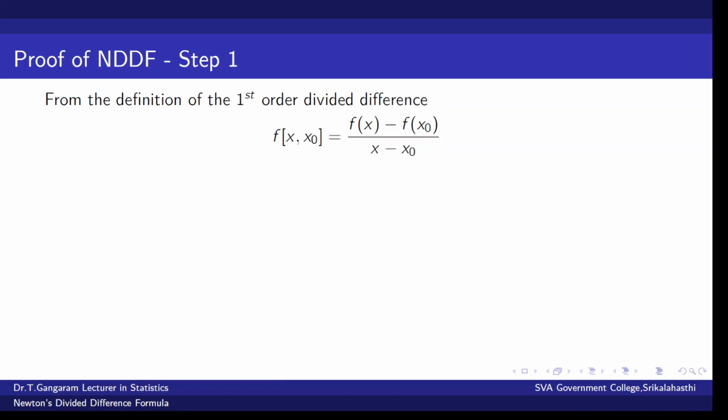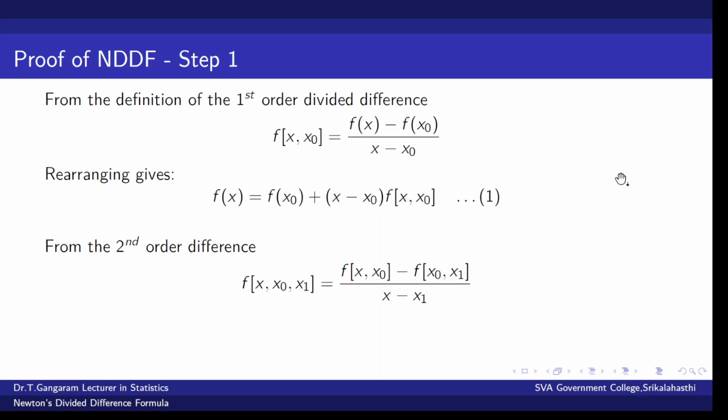It may be at the beginning, in the middle, or at the end of the given argument values. Proof of NDDF. From the definition of the first order divided difference, f of x comma x0 is equal to f of x minus f of x0 by x minus x0. We can rearrange this as x minus x0 multiplied by f of x comma x0, with f of x on the left hand side. By multiplying with minus 1 on both sides, we get f of x is equal to f of x0 plus x minus x0 into f of x comma x0. Let it be equation 1.